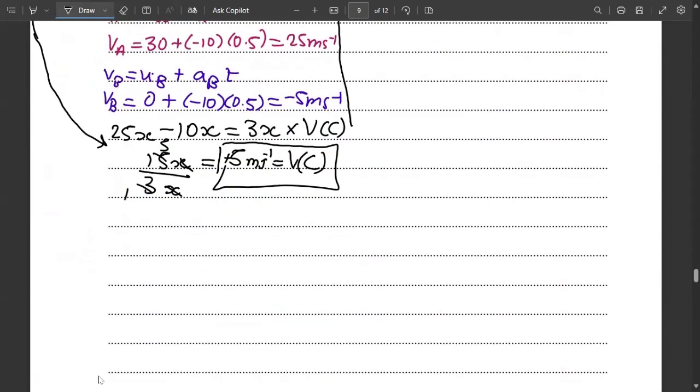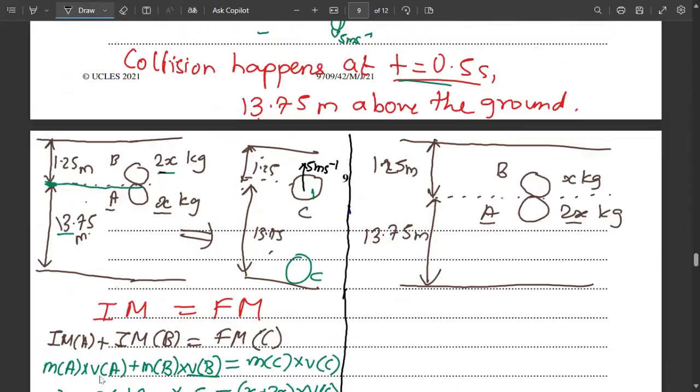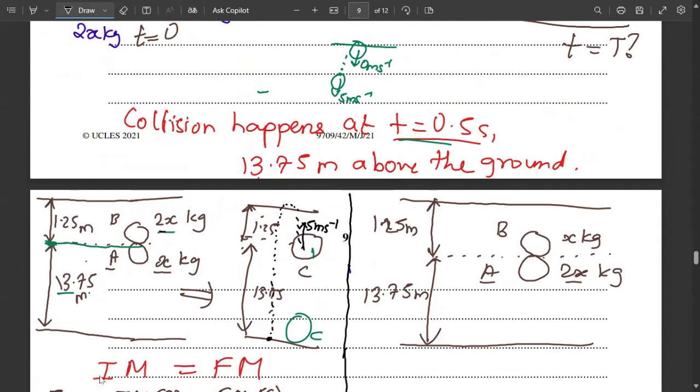Now we can calculate the time it takes for the particle C. It will go up at 5 meter per second. That means it will reach some height. And again, it will come down and reach this point. So how much time will it take? That we have to find out now. And how will you find that out?